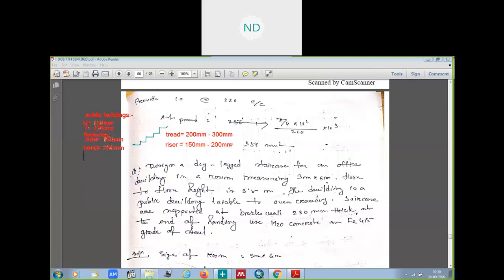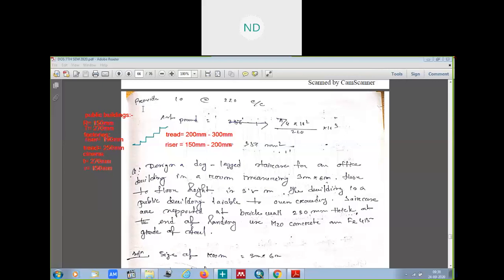In cinema halls or theaters, the tread is generally about 270 mm and the riser about 150 mm. Generally these are taken because our range is: minimum tread 200 mm and maximum 300 mm, and for riser 150 mm to 200 mm. And also let me type here only.